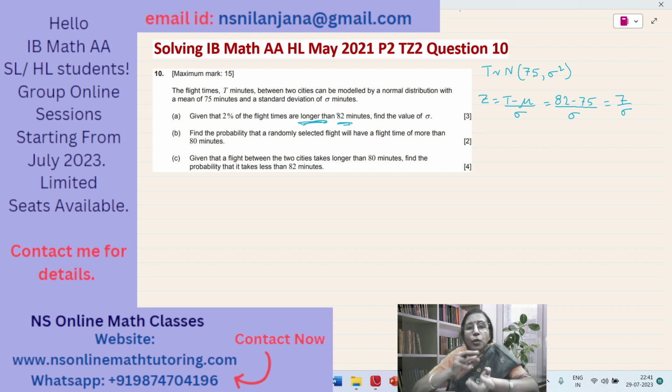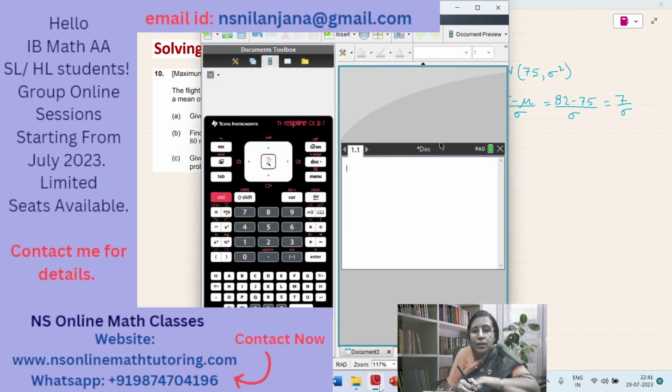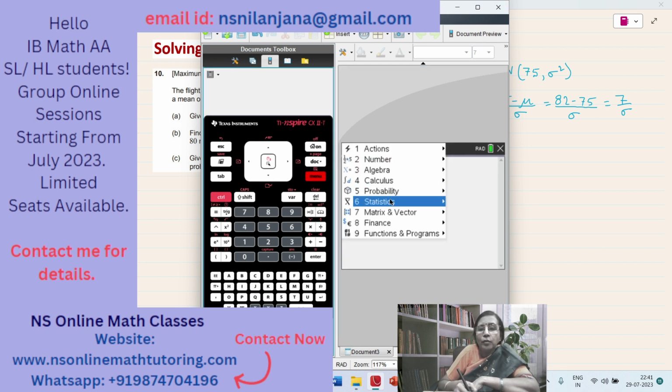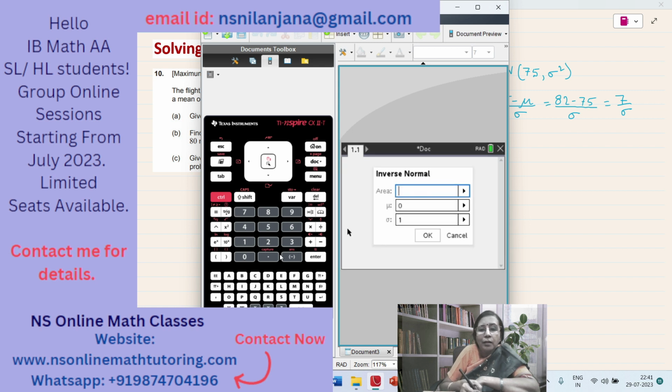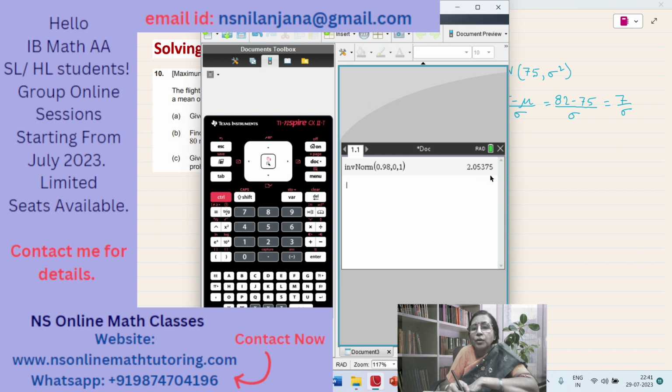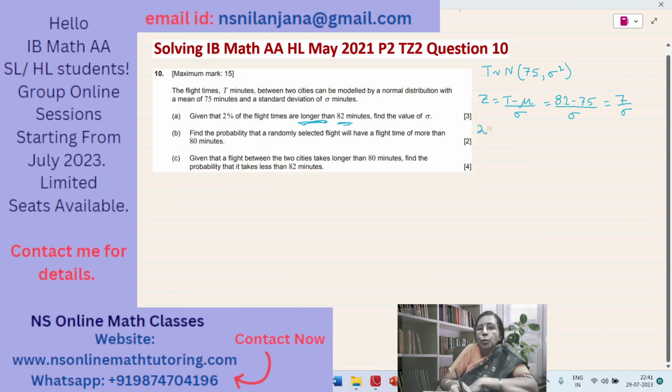Always remember, when you use the inverse normal function, you have to go for the less-than probability. So we take 0.98. Let us use the calculator: Menu, Statistics, Distribution, inverse normal, 0.98, mean 0 and standard deviation 1, enter. So this is the z value, 2.05375.